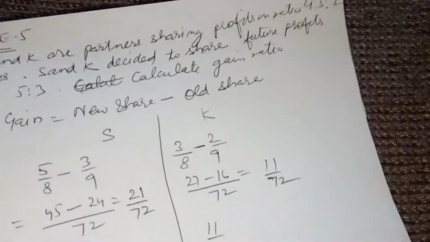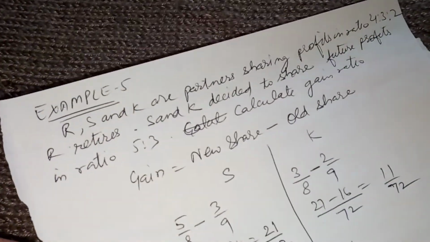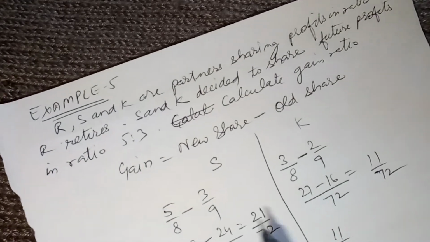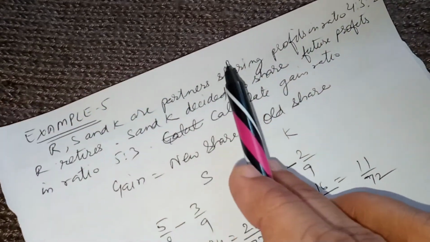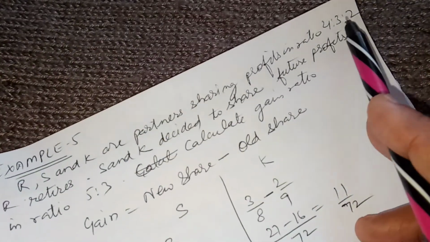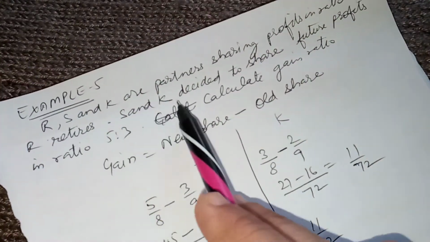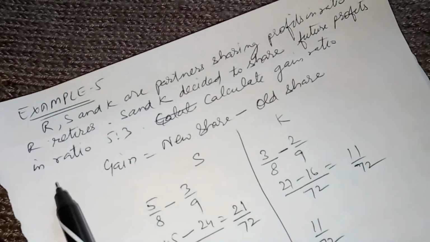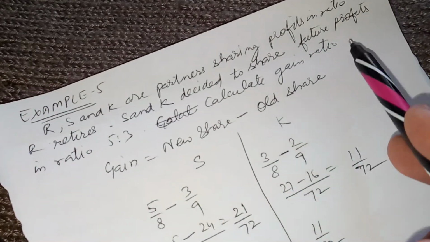Now the last example, these are the different cases where we can handle them. R, S and K are the partners sharing the profits in the ratio 4:2, 4:3, 2. R retires. S and K decided to share the future profits in the ratio 5:3. Now calculate the gain ratio.